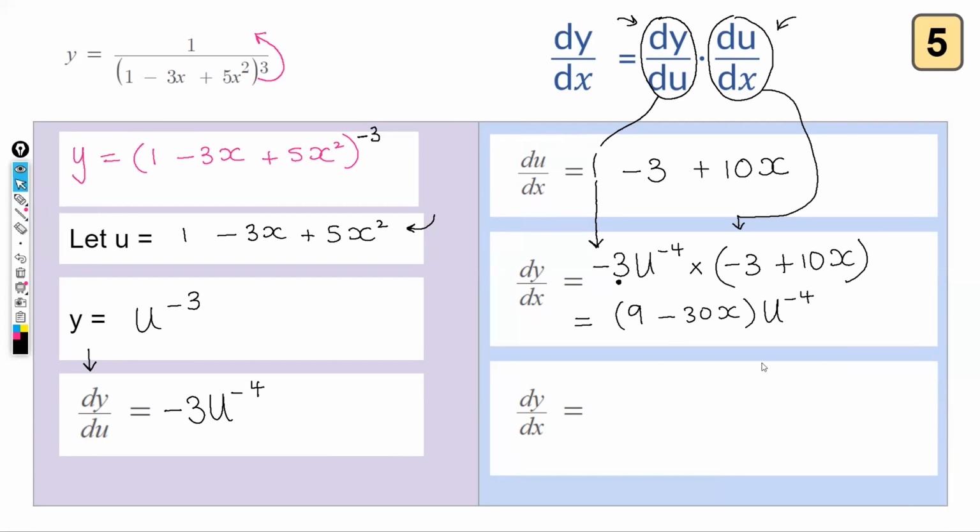Now, you notice our answer has the letter U. We don't want our final answer to have the letter U. So at the end of the question, remember we were pretending that U was this expression. So at the end of the question, throw away the U and put 1 minus 3x plus 5x squared to the power minus 4. That's your final answer. Don't leave your final answer with the letter U. Make sure your final answer only has the x's.